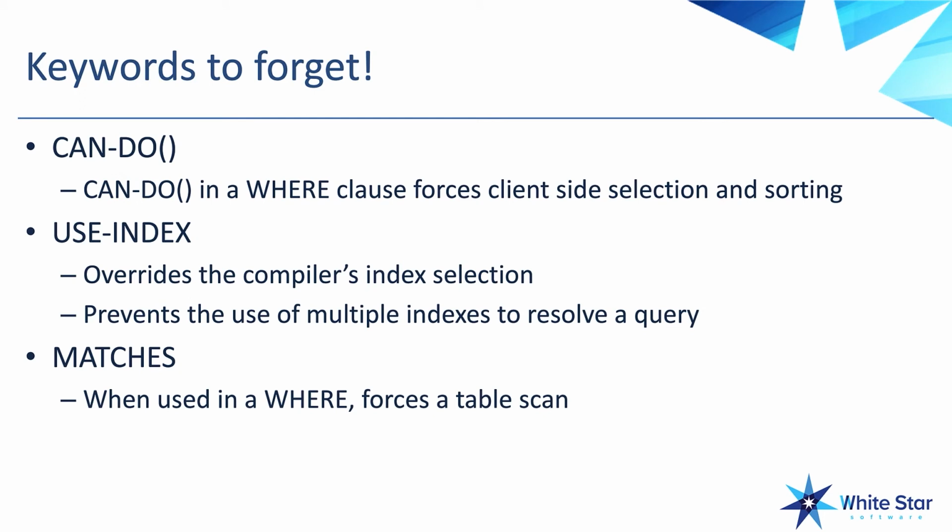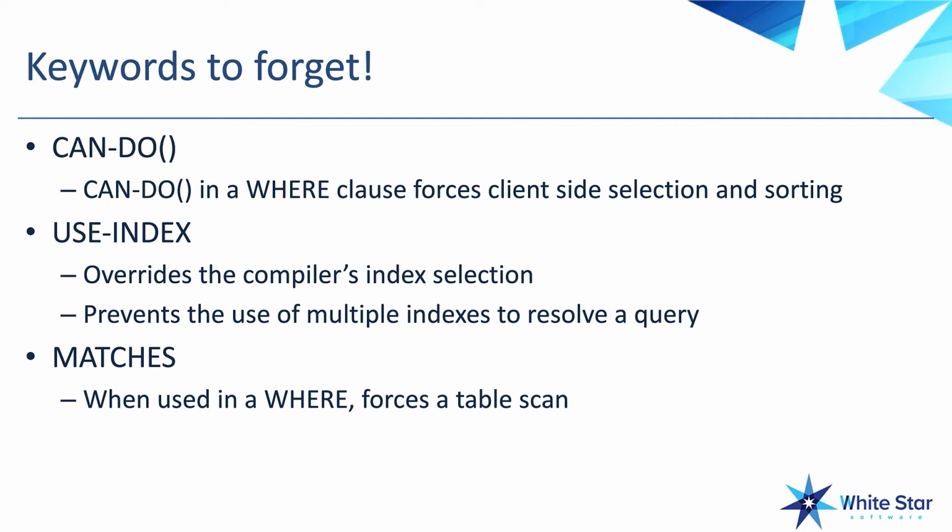So when you take a look at the code that the client statement cache or some other technique has pointed you to as the root of the problem, there are some things other than bad where clauses that you might run into. These keywords here are some that are at the root of many such performance problems. You may find that the can-do verb is being used. Can-do, when it's used in a where clause, forces client-side selection and sorting. So you're basically having to send all the data over to the client to be selected and sorted. It can't be resolved on the server.